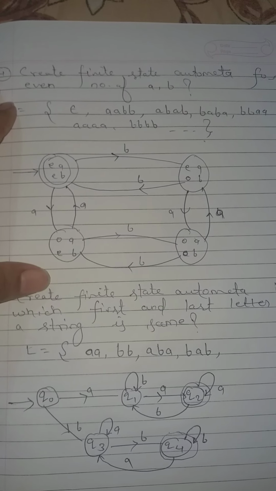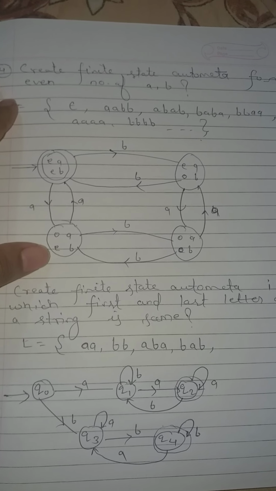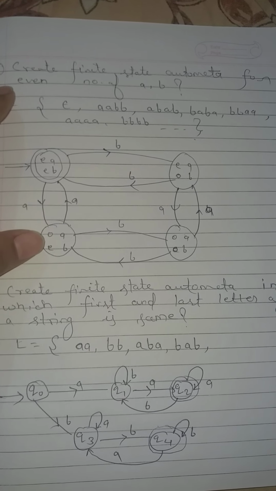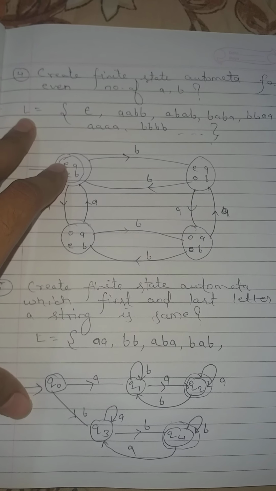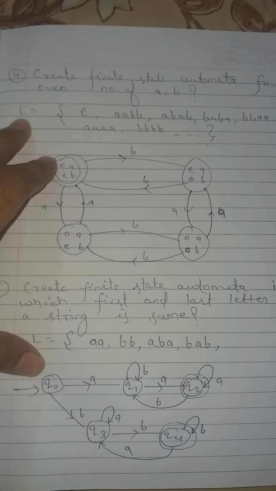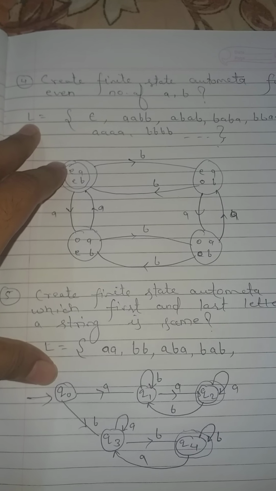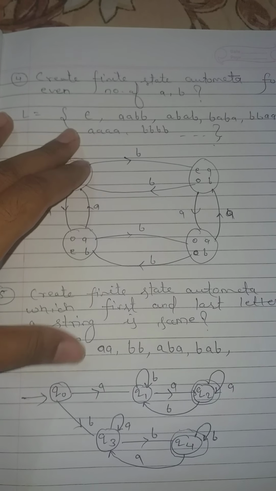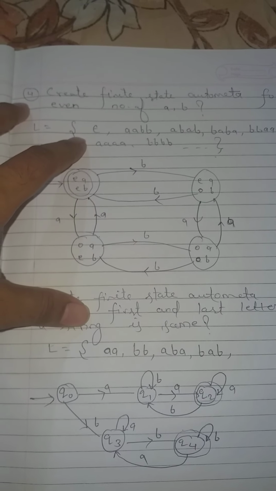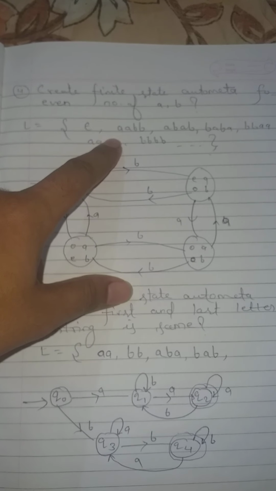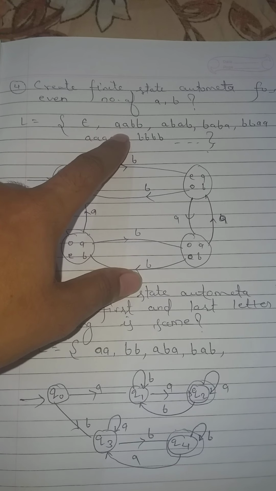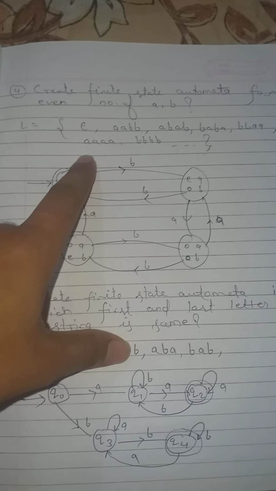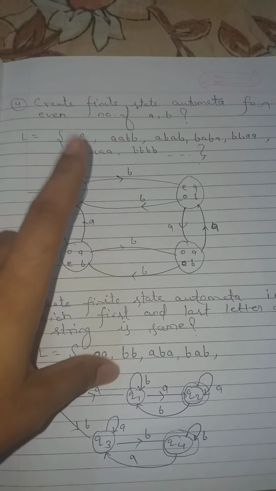We also have some different automatas, like creating a finite state automata for an even number of a and b. So, as per the question, even number of a and b. What is the language? The language should contain a null value. Even number of a's and b's: double a, double b, ab, that is, the number of a and the number of b should be even. It can be 4 times a, 4 times b, and so on.